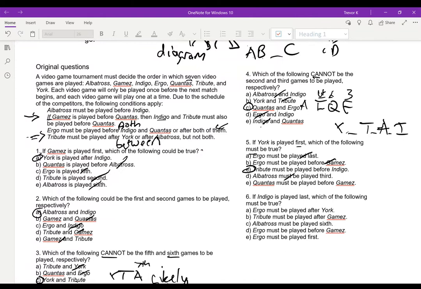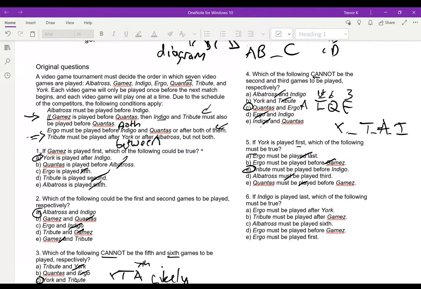So Quantus must be played before Indigo. Let's take a look. Does Quantus have to be played before Indigo? No, it can be either one. I don't have any rules that say Quantus has to be played before Indigo or vice versa. If Quantus was played after Indigo, then yes, rule 2 would apply, but that would still be fine. I'd just put Quantus somewhere at the end.